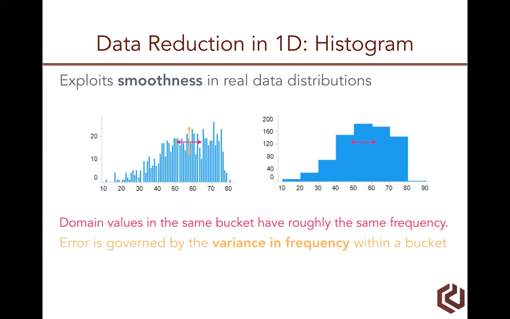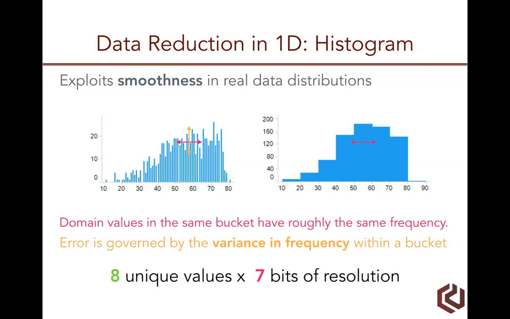And we can also use this to sort of understand when they break down too. What is the error in a histogram? The error in a histogram is going to be fundamentally dependent on the variation within a single bucket. So the crazier you have a distribution, the higher the variation within a single bucket, the more erroneous a histogram is going to be at representing this data.